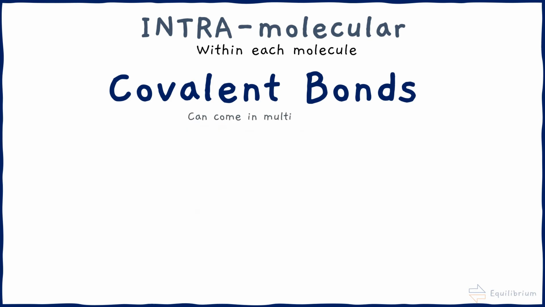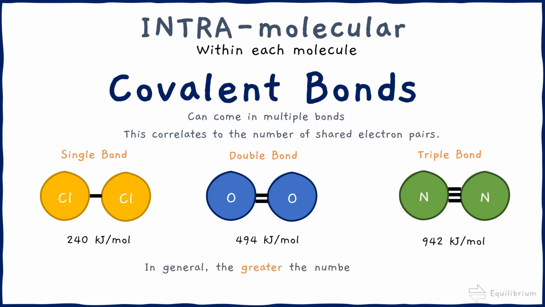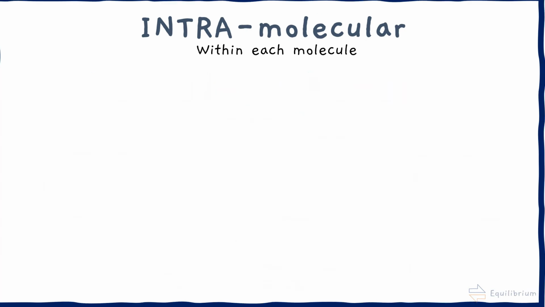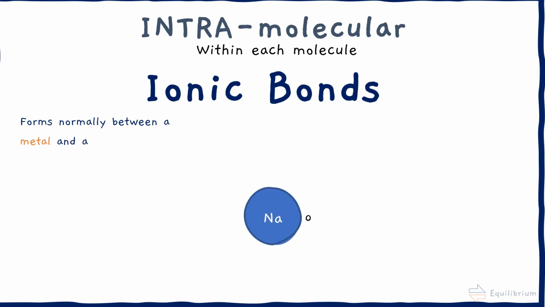Covalent bonds can come in multiple bonds: single, double, triple, etc. This correlates to the number of shared electron pairs. In general, the greater the number of bonds between the atoms, the stronger the bond. The next type of intramolecular bonds are ionic bonds. These are normally formed between a metal and a nonmetal.